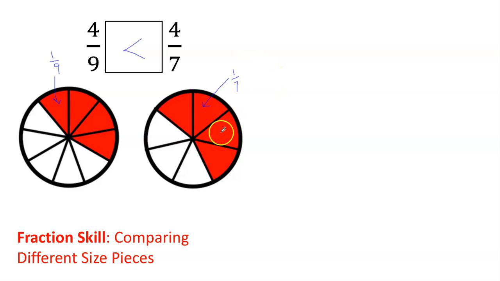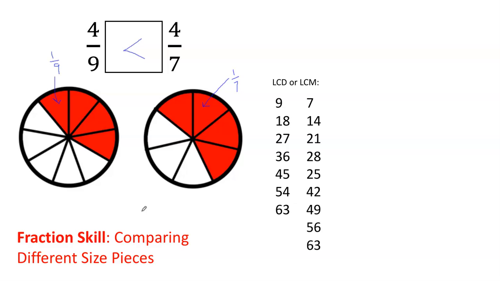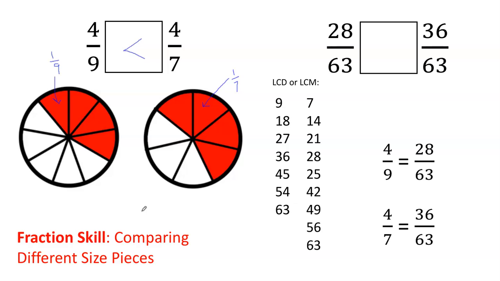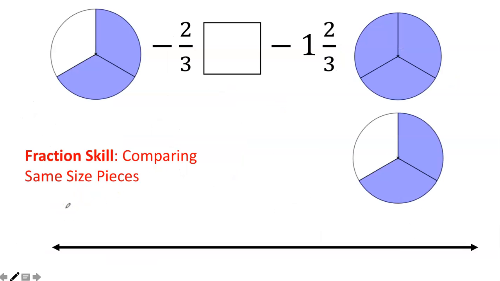4/7. Now, when in doubt, if you don't have this skill where you know how to compare different sized pieces, what you could do is find the least common denominator, and then create equivalent fractions, and then compare the equivalent fractions. So now these are the same size pieces, so all you'd have to do is say, okay, 28 is less than 36, so it'd be easier to compare if you got equivalent fractions.